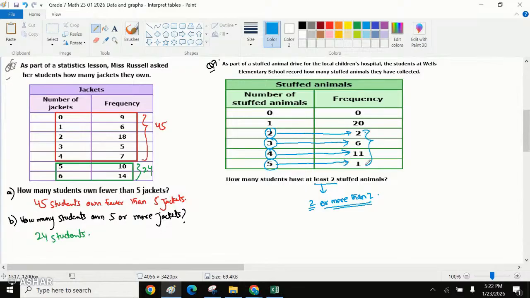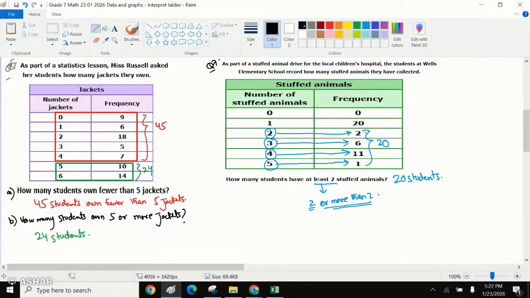So what is the total of frequency over here? 2 plus 6, 8, 8 plus 11, 19, 19 plus 1 is 20. So we can say 20 students have at least 2 stuffed animals.